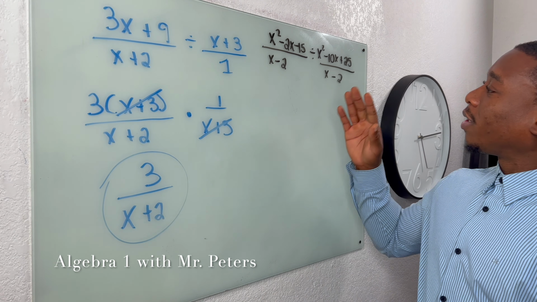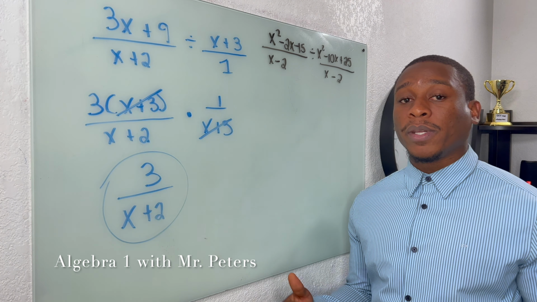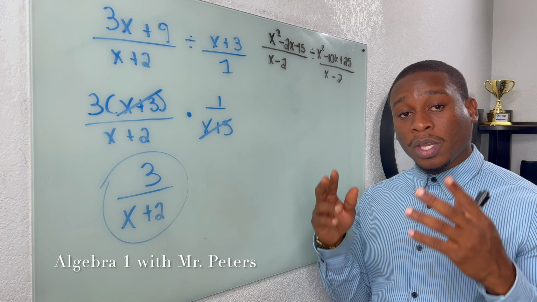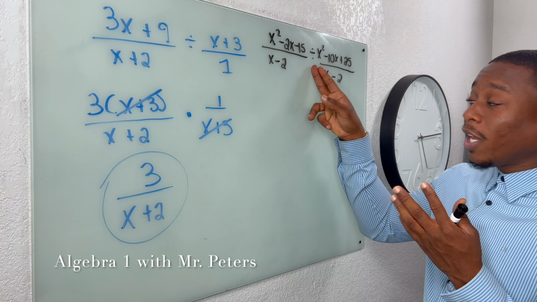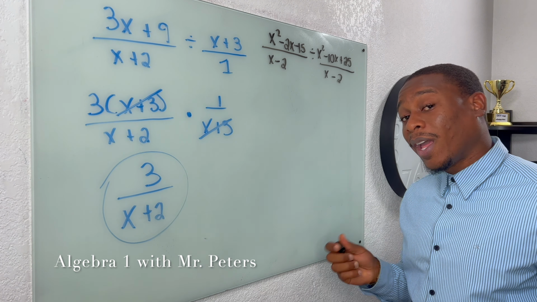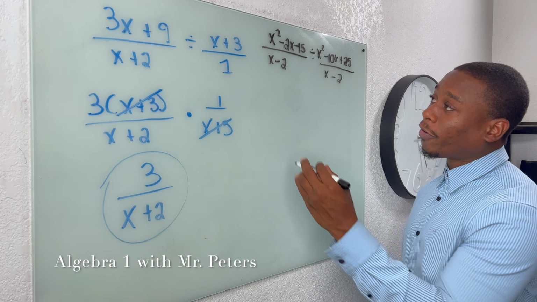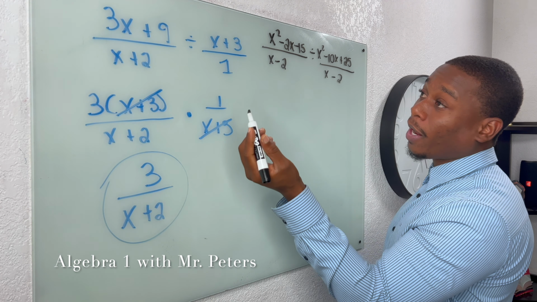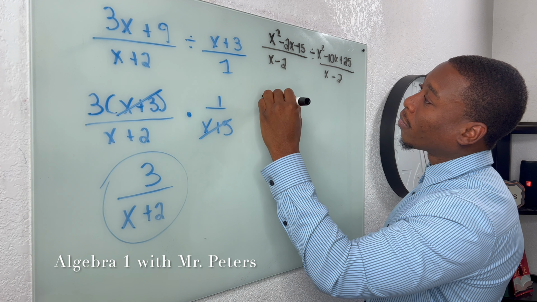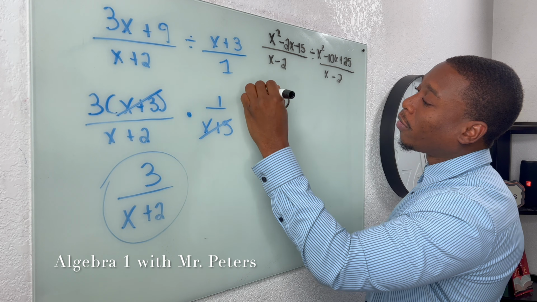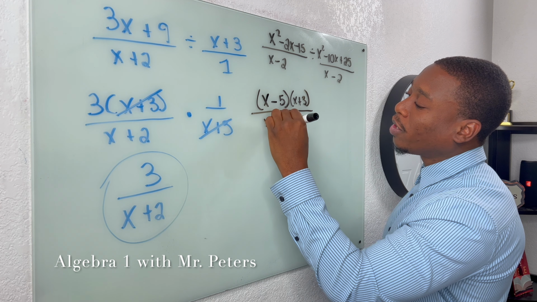Now, when we move on to the last problem of the day, guys, remember division is what we've always been doing. We just have exponents and variables. Keep the first fraction the same, change the division to multiplication, flip the last, or the last part of the fraction, I should say. But before we get there, we have to remember to simplify by factoring, and then we could do that. So in the top, we're going to have x minus 5 times x plus 3, all over x minus 2.